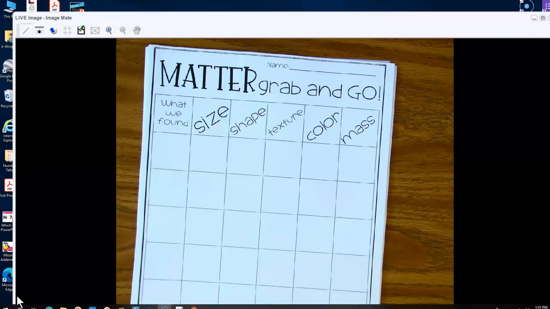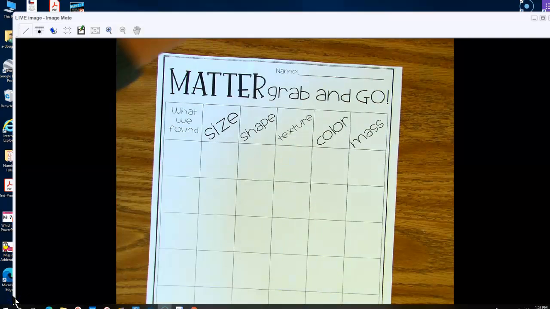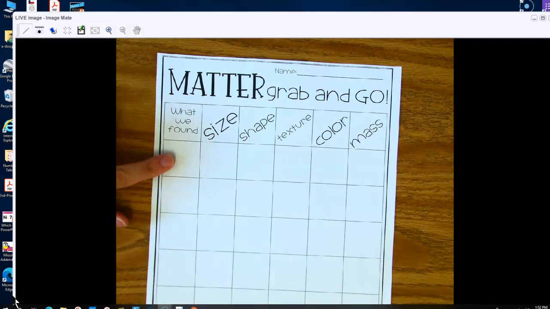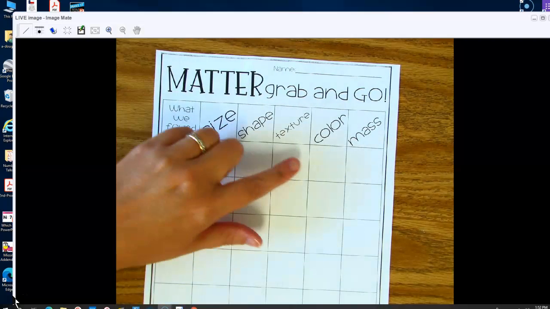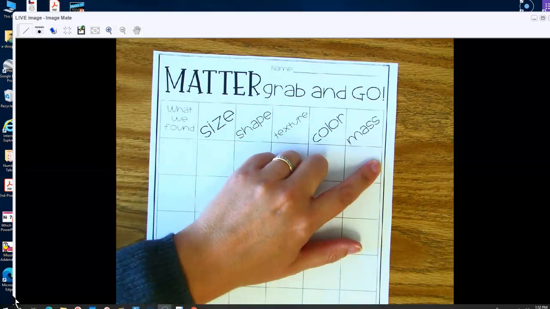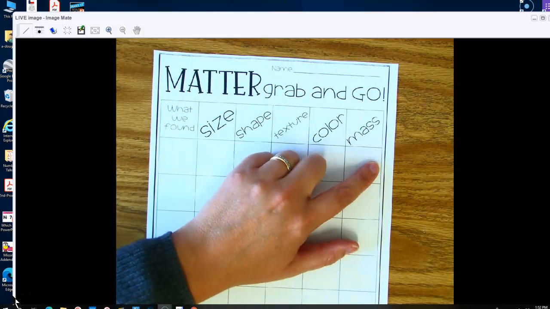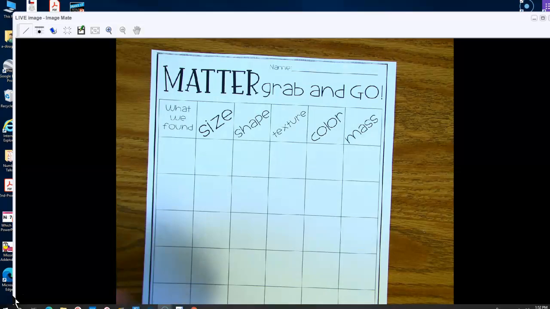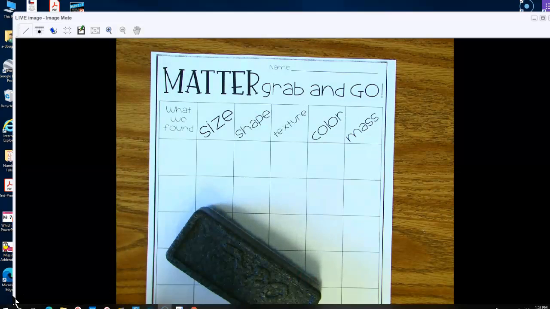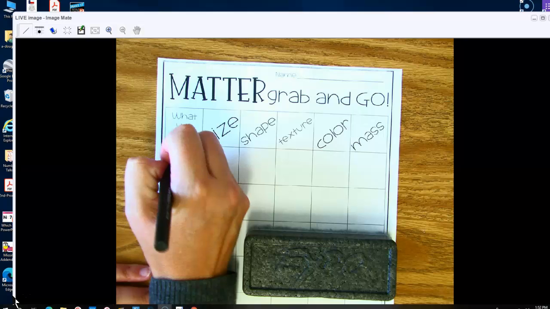Okay, so go ahead and find one thing at your desk. Okay, so you're going to take the one thing you found, and you're going to write what it is, and you're going to answer each of these things for each of the properties. Now, I'm going to show you an example. So watch me. You're not writing yet. I found a whiteboard eraser.